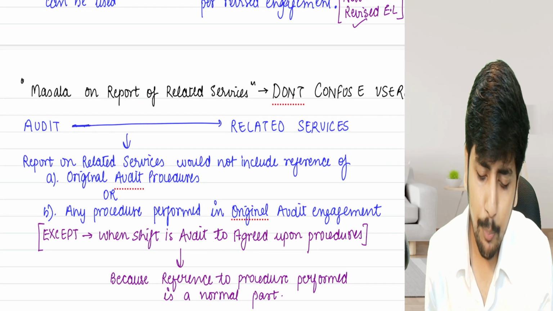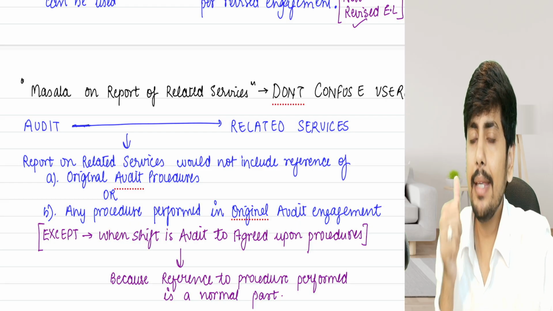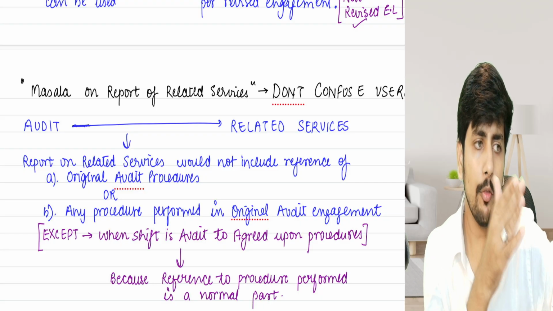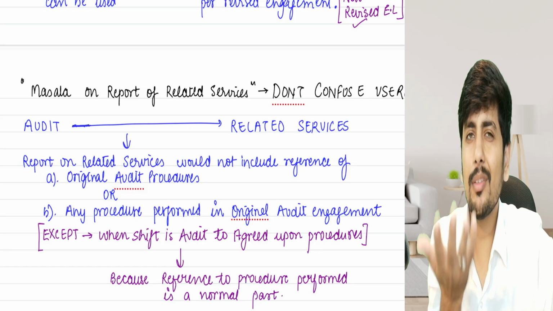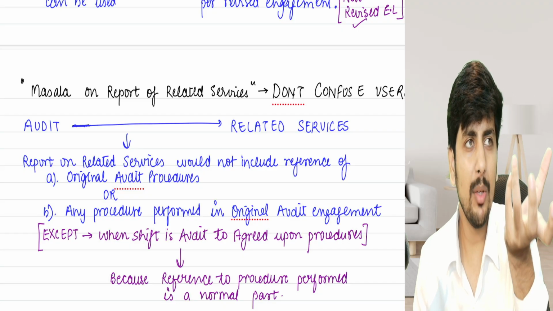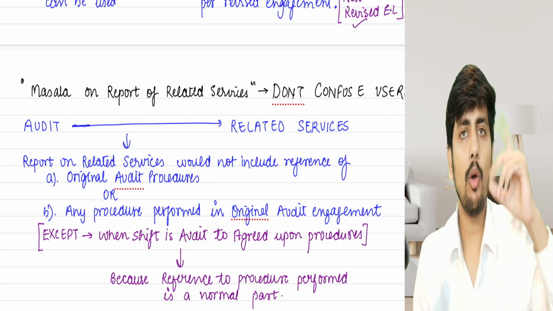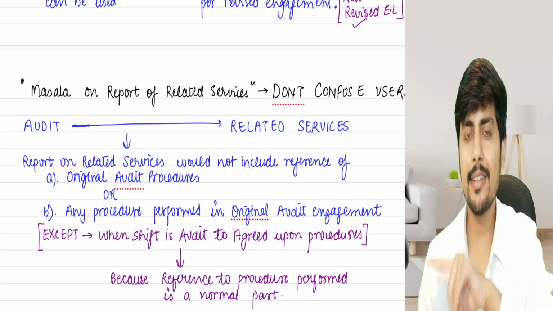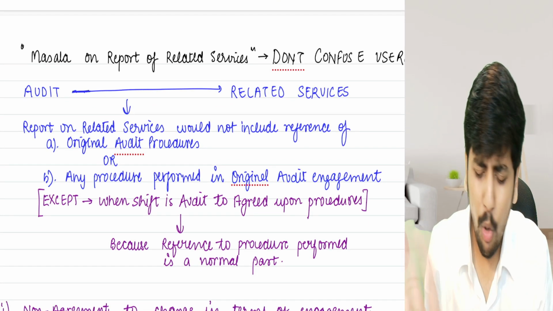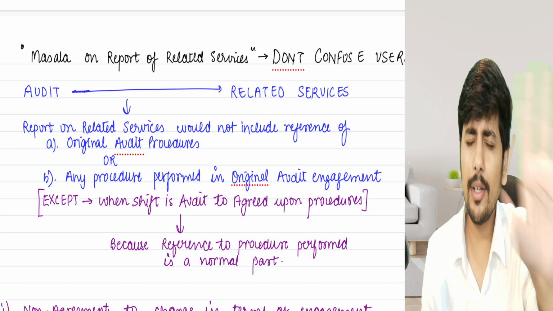Focus on the report of related services. As you may be knowing, report on related services is relating to a non-assurance engagement, and audit is an assurance engagement. When you shift audit to related services, users may get confused if you mention that the earlier engagement was audit and now the engagement is related services. Sir, why? Because audit was an assurance engagement, and related services is a non-assurance engagement. Okay, so don't confuse users. Don't mention old things. Whatever has happened has happened. Don't confuse the user.